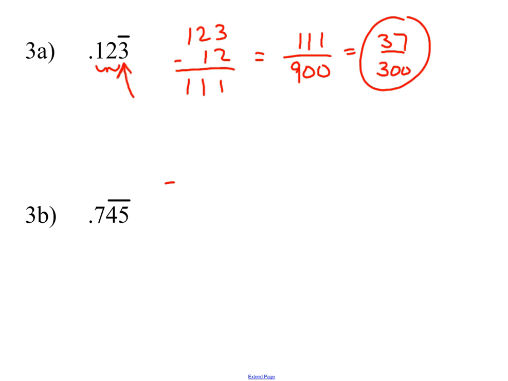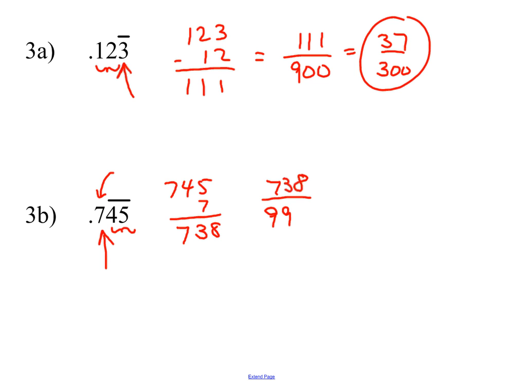So I'm going to go 745. Subtract off the number that doesn't repeat. So subtract off 7. So we're going to get 738. That's my numerator. And then 2 numbers repeat, so 2 nines. 1 number doesn't repeat, so 1 zero. So there's my fraction, and I just have to reduce it.